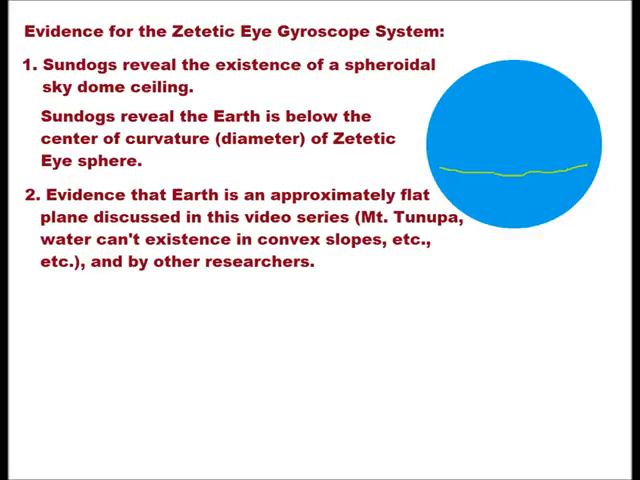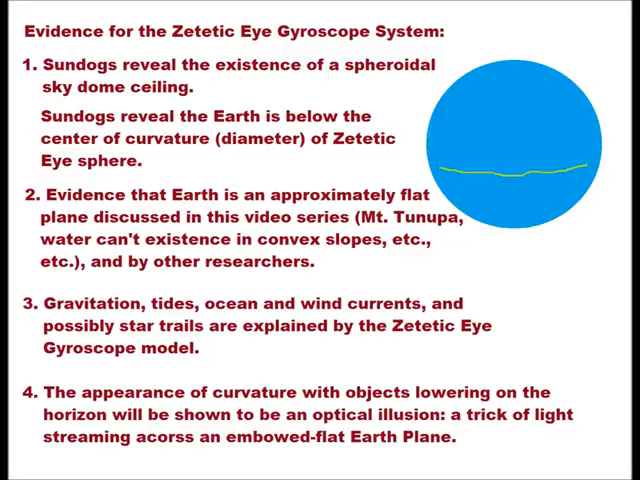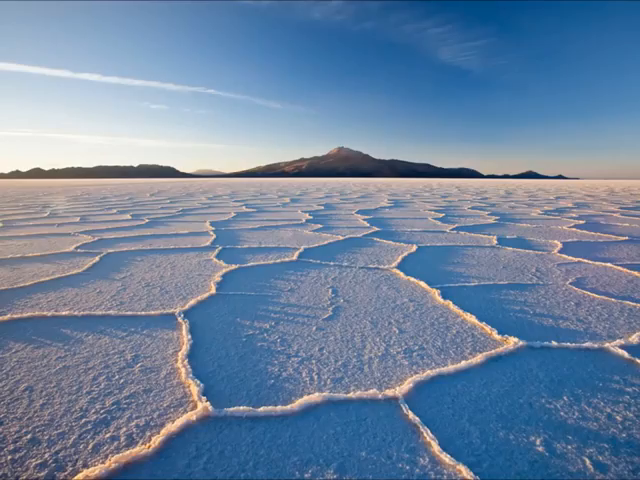Sundog parhelion sky halos compose one of the first pieces of strong evidence for this Zetetic gyroscope system being proposed in this video documentary. A second piece of evidence will be the empirical discovery that the Earth is some sort of a flat or approximately flat plane, which will be uncovered in several of the volumes of this documentary series, including a very important discussion of how Mount Tunupa outside the Salar de Uyuni in South America shows that the Earth's apparent curvature is only the result of the trick of light refraction.